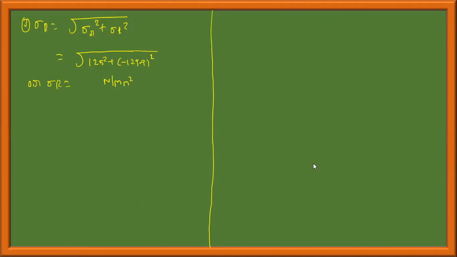180.27. 180.27 MPa, or Newton per mm square. 180.27 is sigma R.